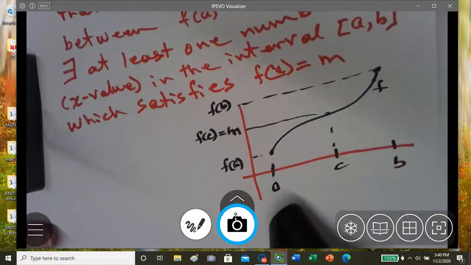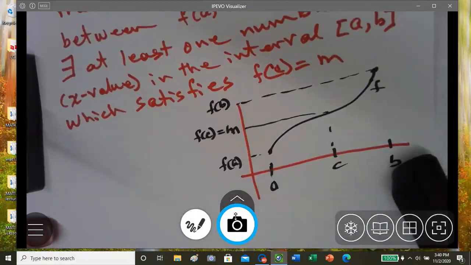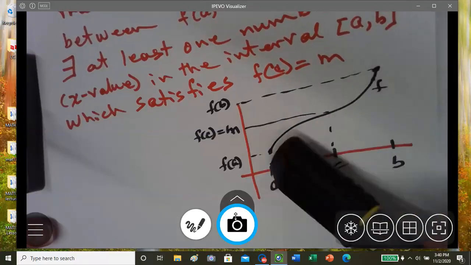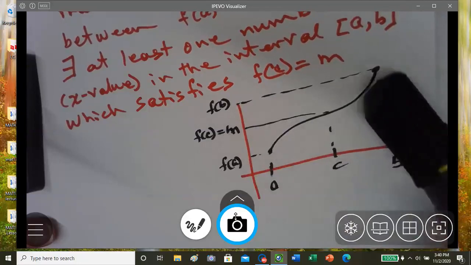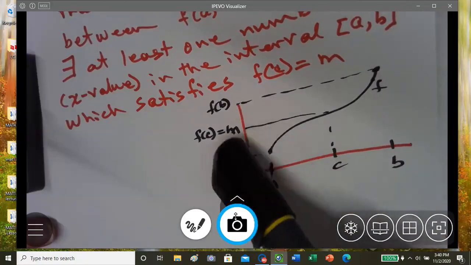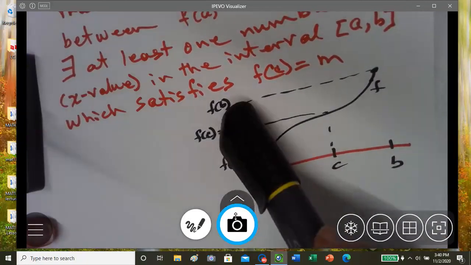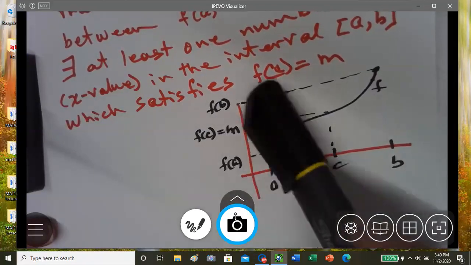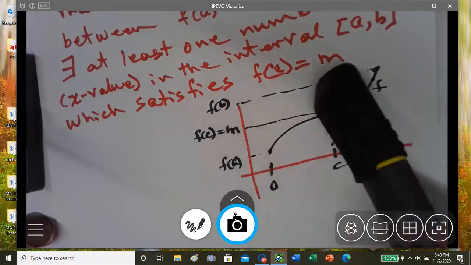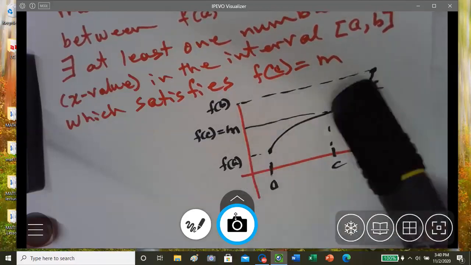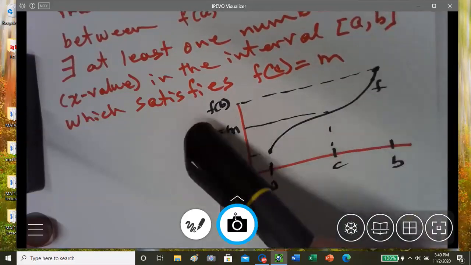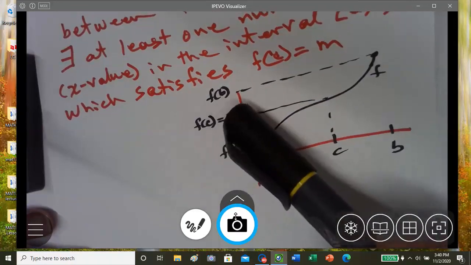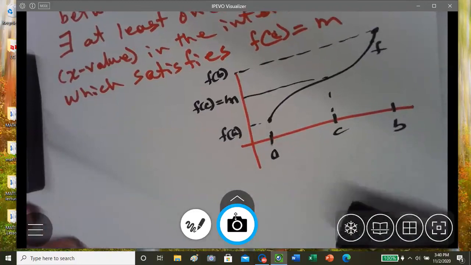So here we have our interval a to b. And here's our function f. So we have f of a and f of b. So if we can prove that f of a is less than m and f of b is greater than m, and that this is continuous, then we can say that f of c equals m is solvable.